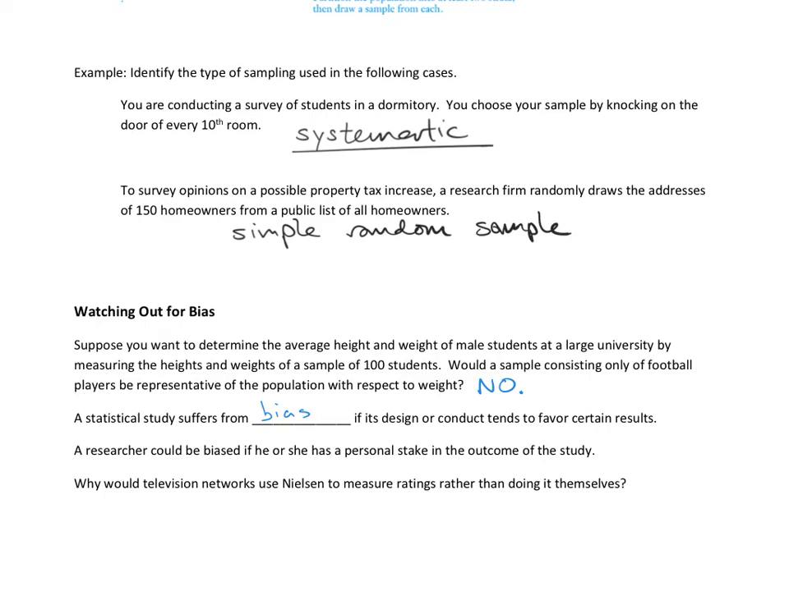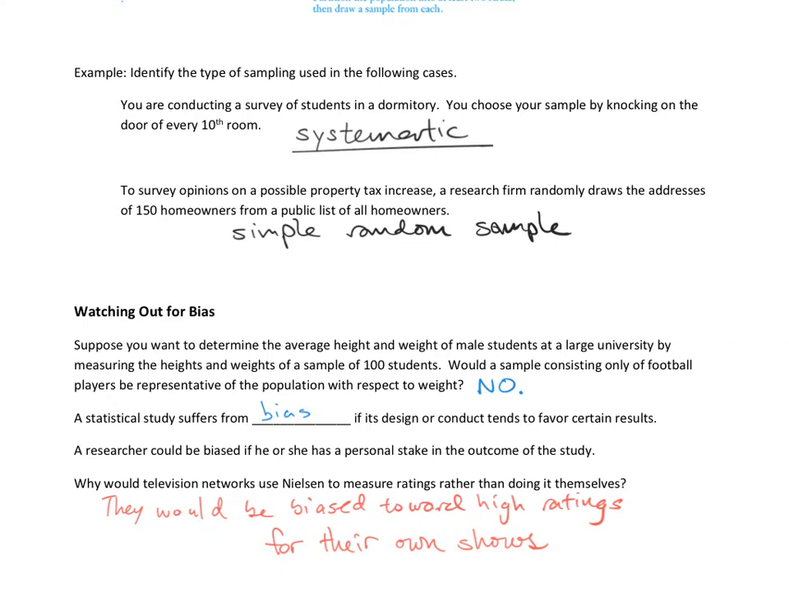So this last question: why would television networks use Nielsen ratings rather than doing it themselves? I think it would make sense to say they would be biased toward high ratings for their own shows. They would definitely push their shows up the ratings list faster than they would any other station's shows.